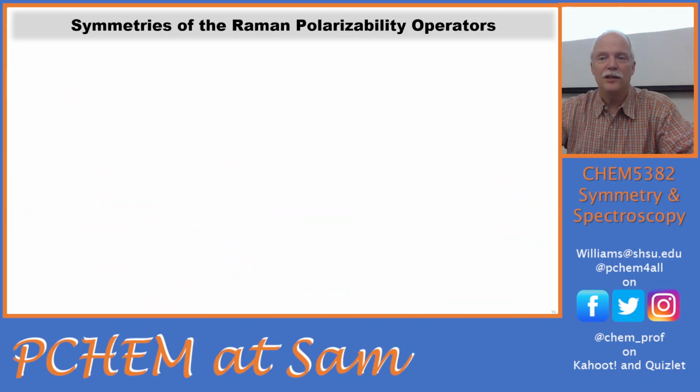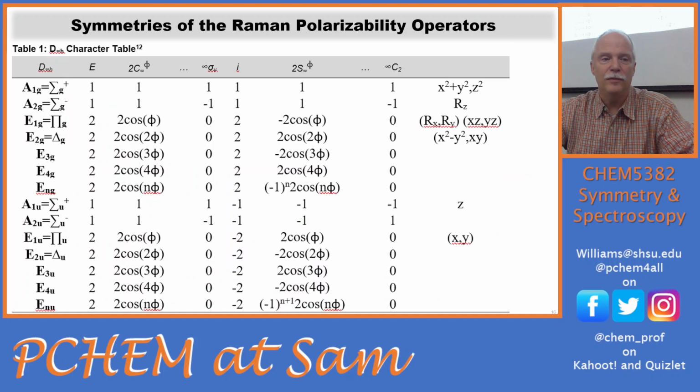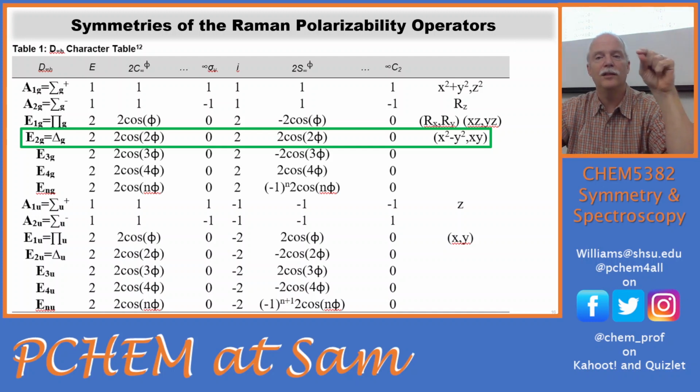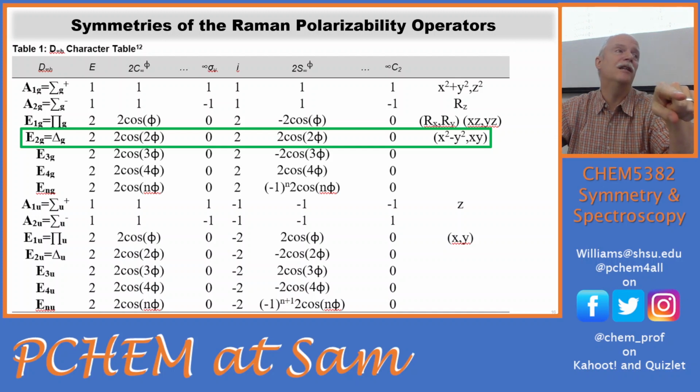So what are the symmetries of the polarizability operators? We go back to the D-inf-h character table. And it's those squared terms, the ones not including Z, because once again we're just in the XY plane, so we could have the x squared minus y squared, or we could have the XY. So we could have 2 photons of light coming in and scattering off this rotational system. So our Raman polarizability operator is an E2G.